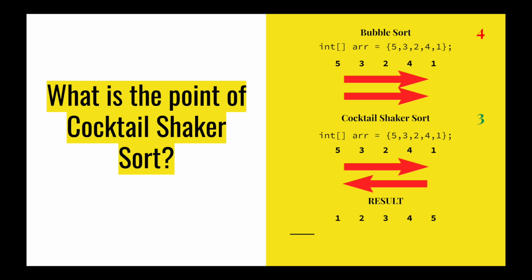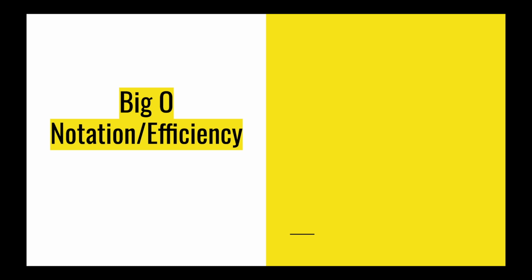As you increase the size of your problem, the cocktail shaker sort will become that much more efficient, because every time it goes back and forth, it puts the smallest and largest value at each end of the array, and then it doesn't need to compare those values, and it can now work with the smaller set of elements in the middle. Now, the big O notation, or the efficiency of the algorithm.